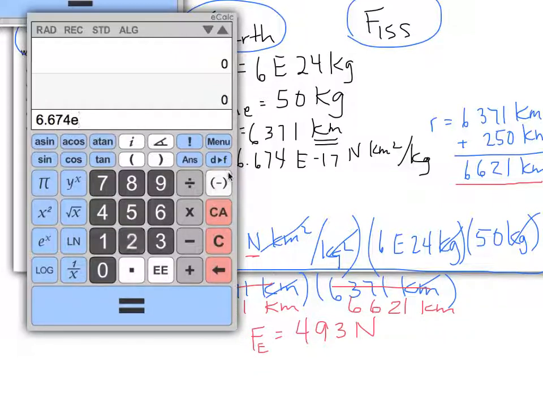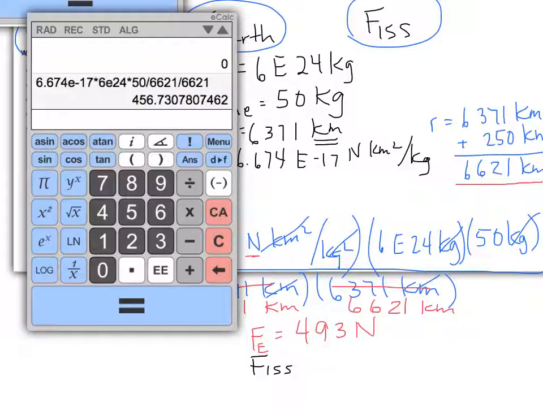So 6.674 E negative 17 times 6e24 times 50 divided by 6621 divided by 6621 equals, now the force, we've moved further away, we expect the force to go down, and now it's 456.7 newtons. So the force when you're next to the International Space Station will make that 457 newtons.